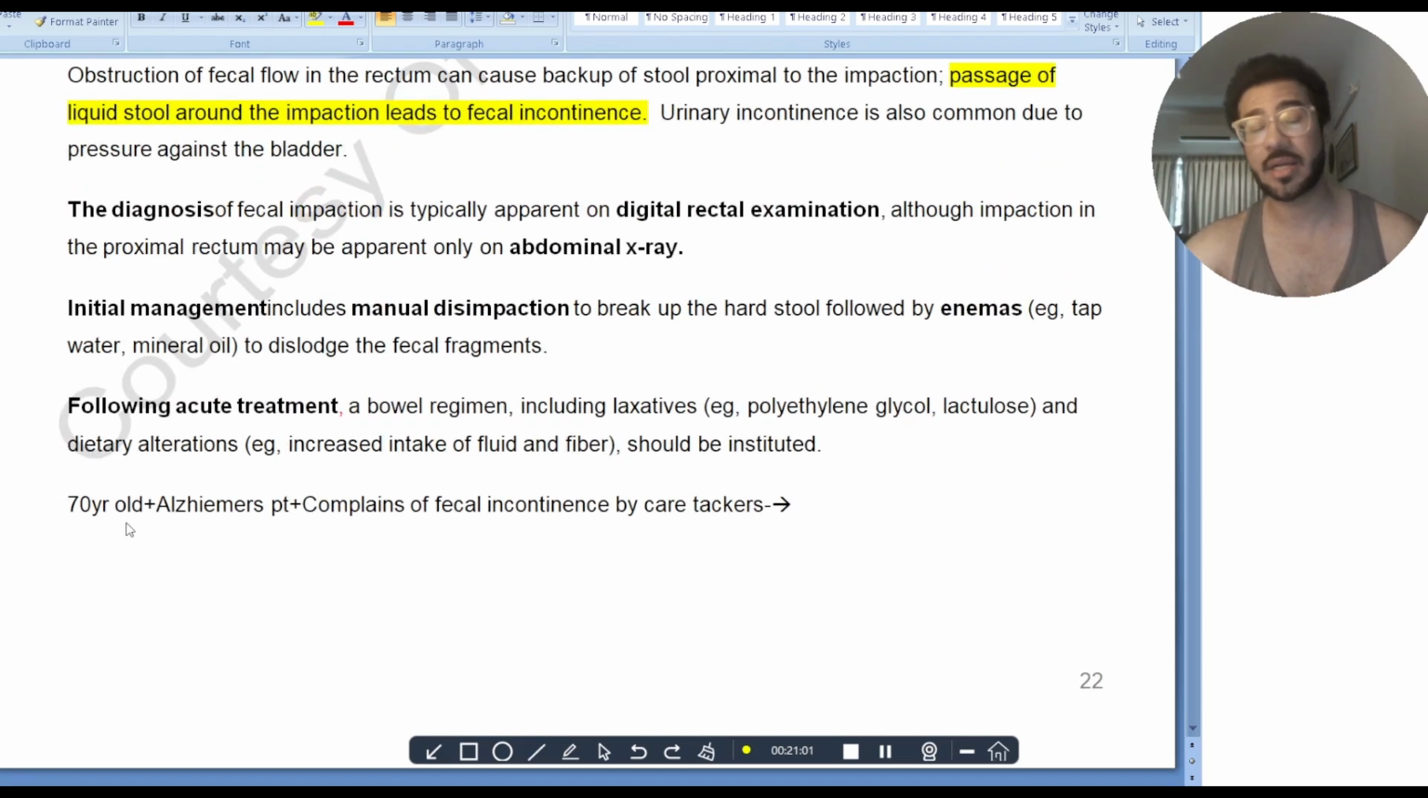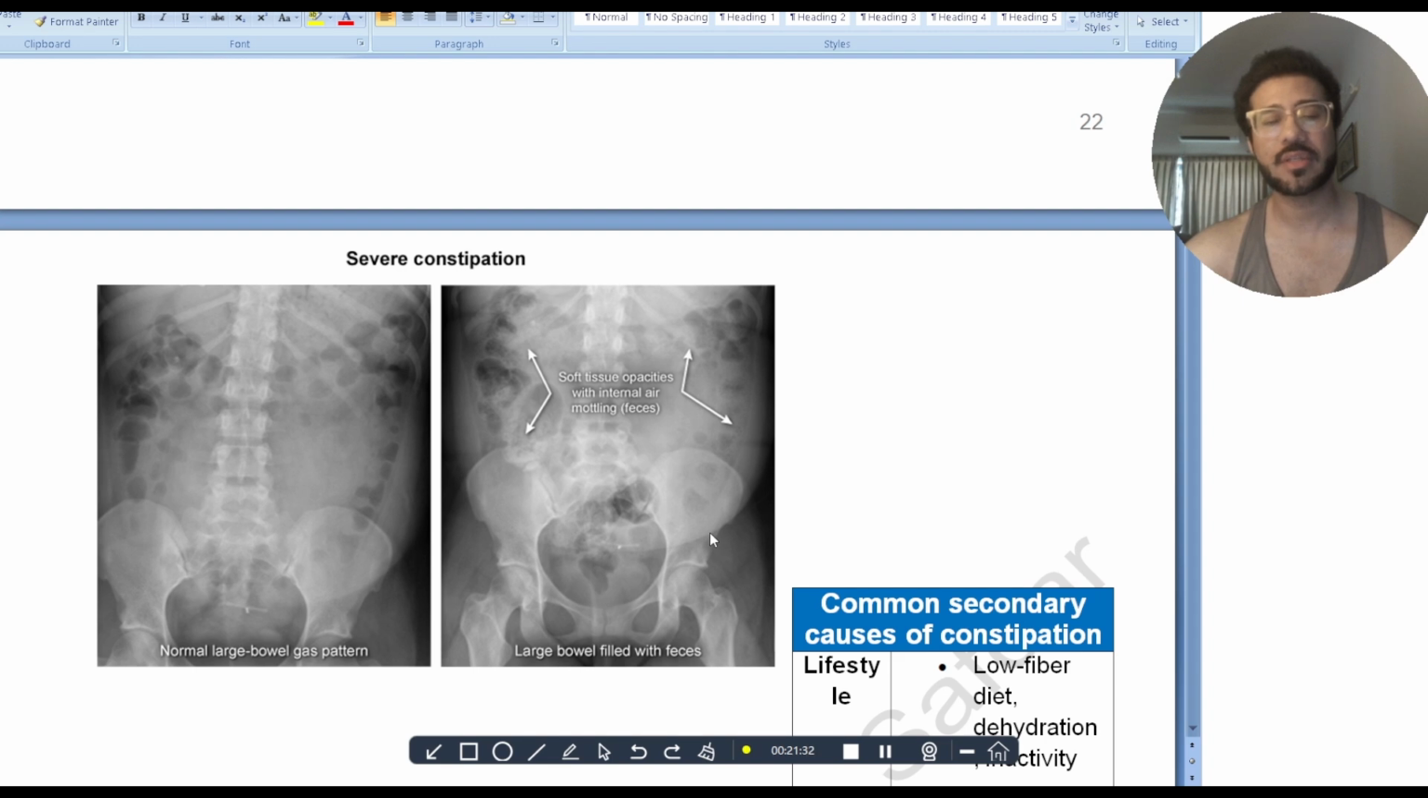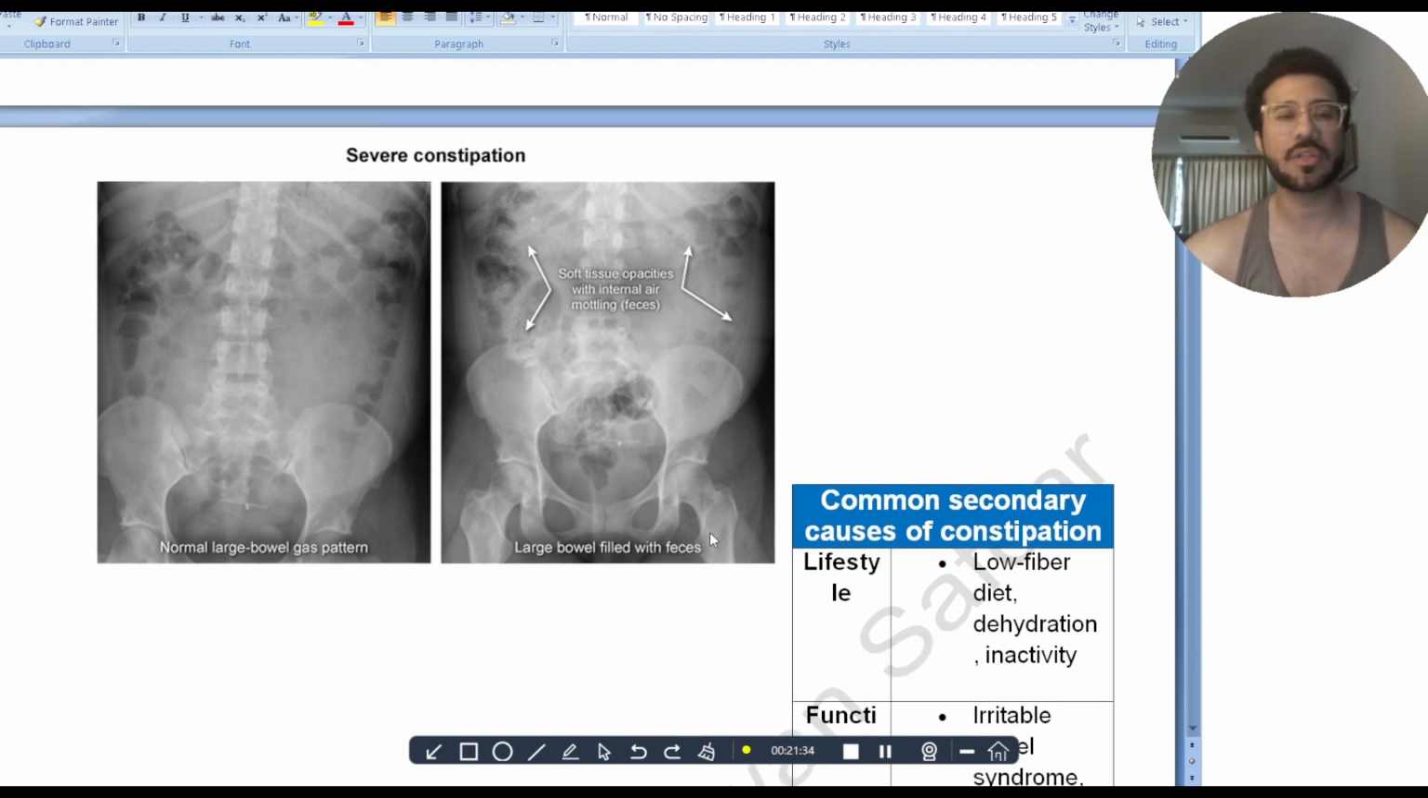So the high yield presentation, or high yield example, would be a 70-year-old Alzheimer's patient who is brought by caretakers complaining of fecal incontinence. What is the next best step? Since the demographic fits really well into someone who is supposed to have chronic constipation, since it's a patient with dementia, really old, you're going to do a digital rectal examination that's going to make everything clear whether there is impacted stool or not. So this is an x-ray that shows severe constipation.